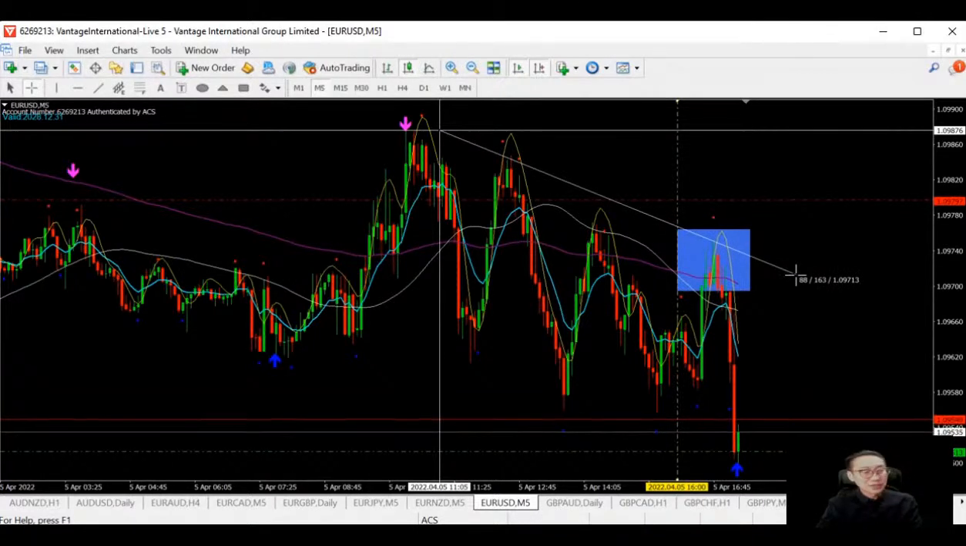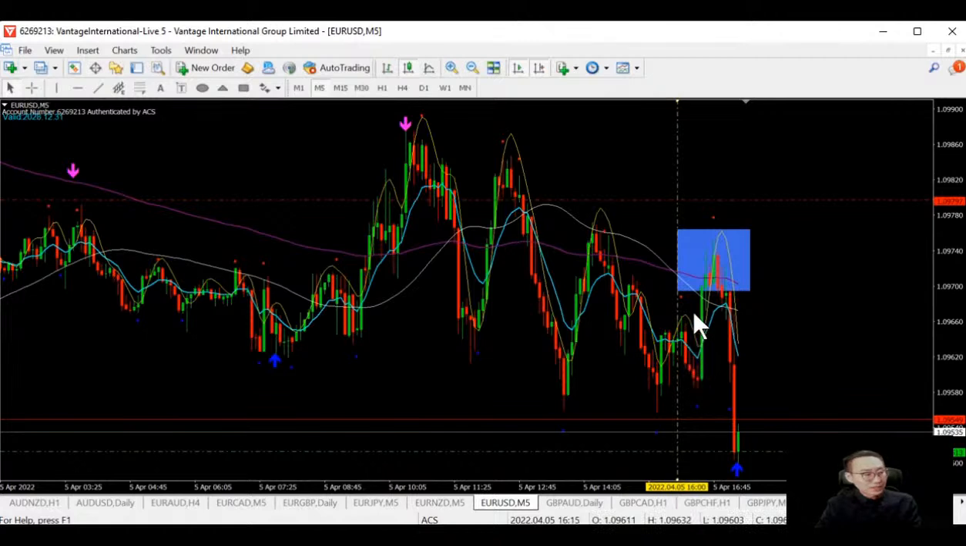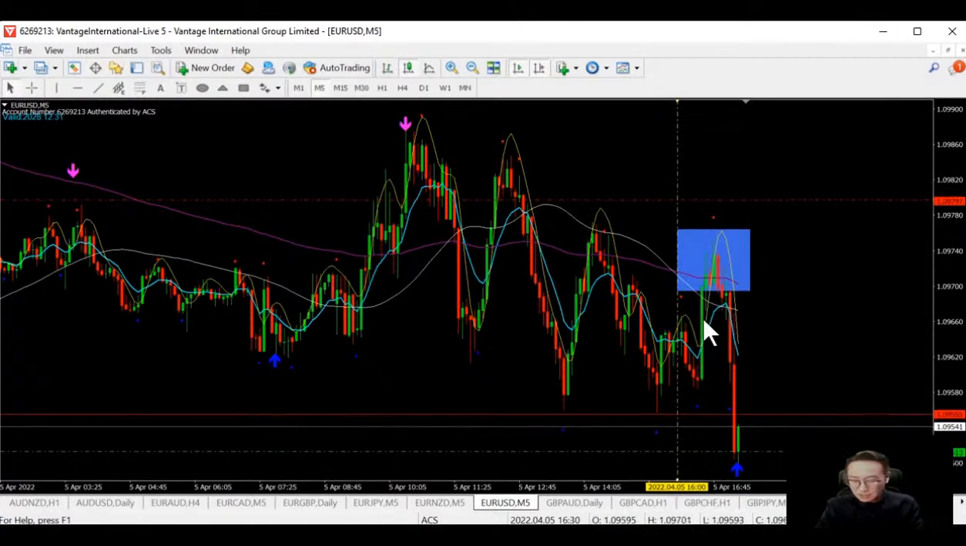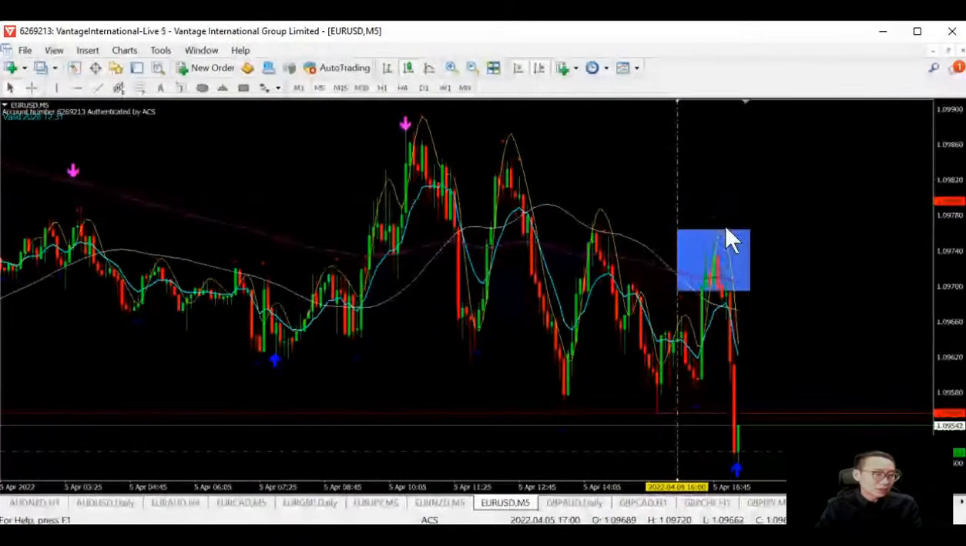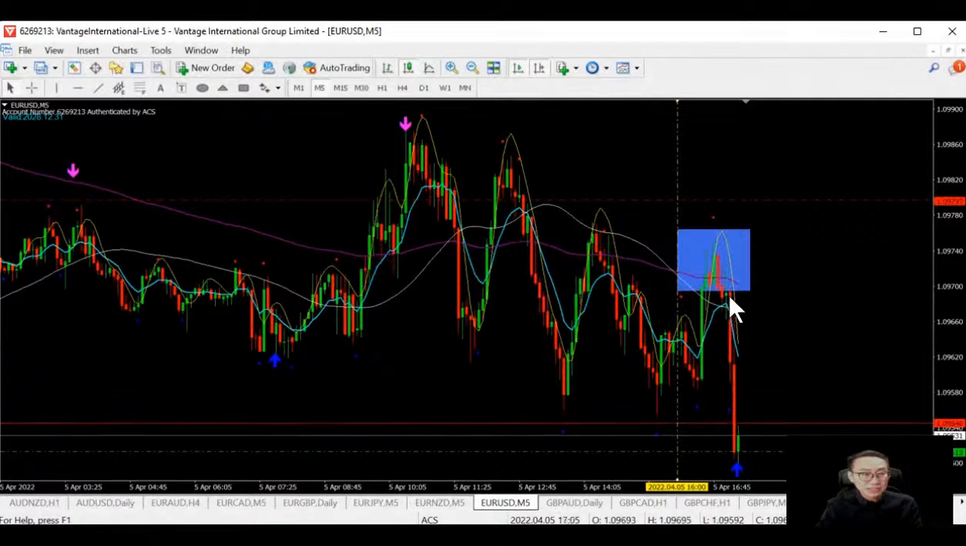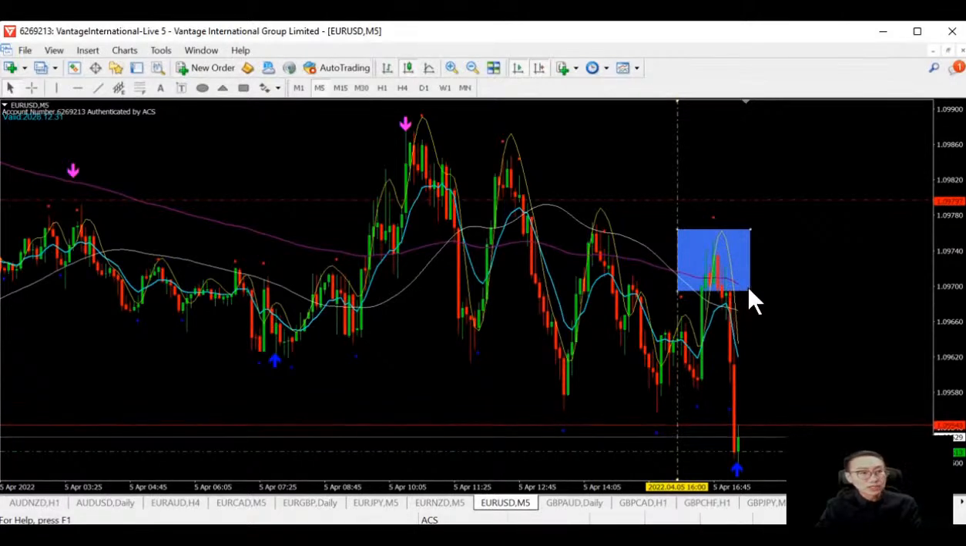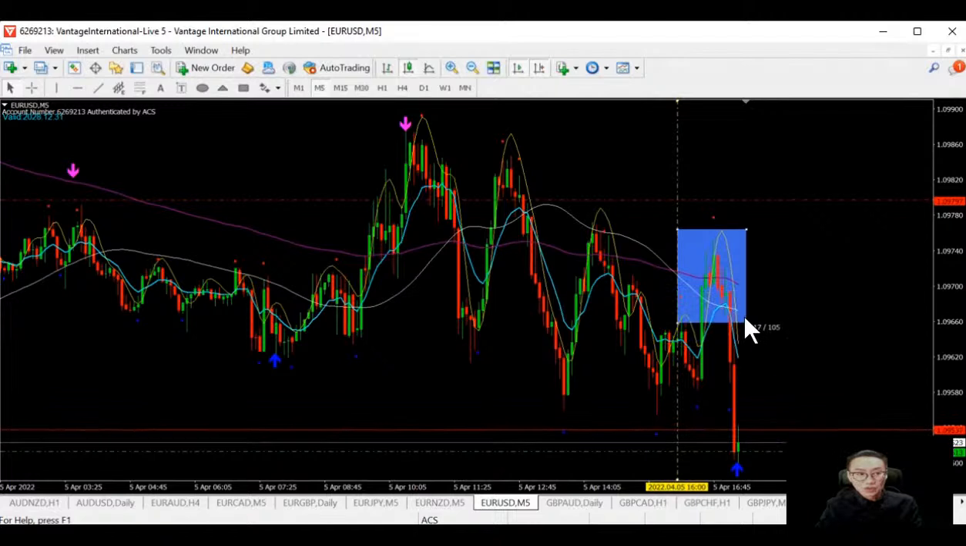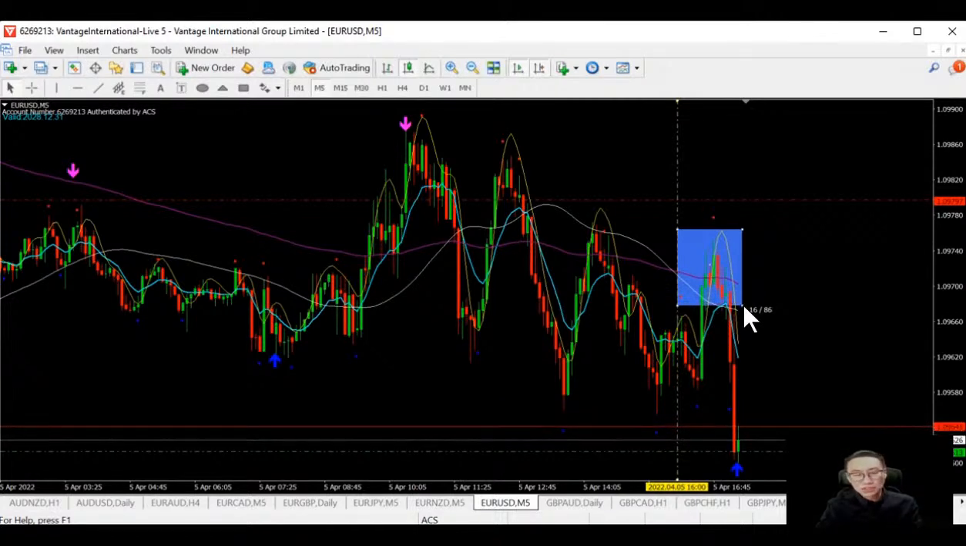So this is a sign of selling. When you're creating a lower high here, and now a lower resistance creating, what's next? The next thing to go is a lower low. So where is the lower low you are talking about?